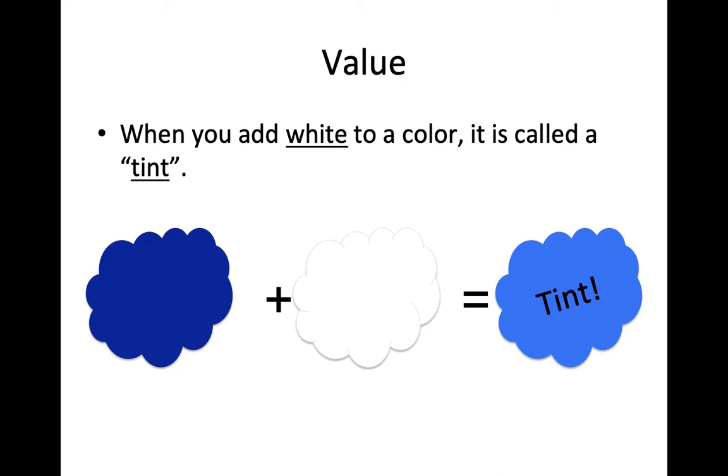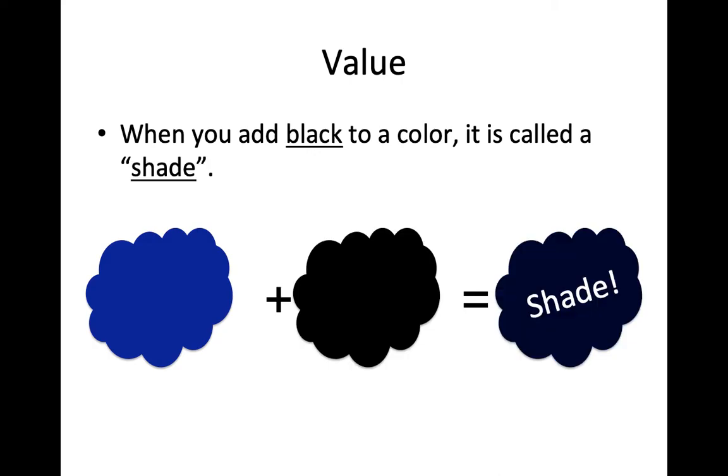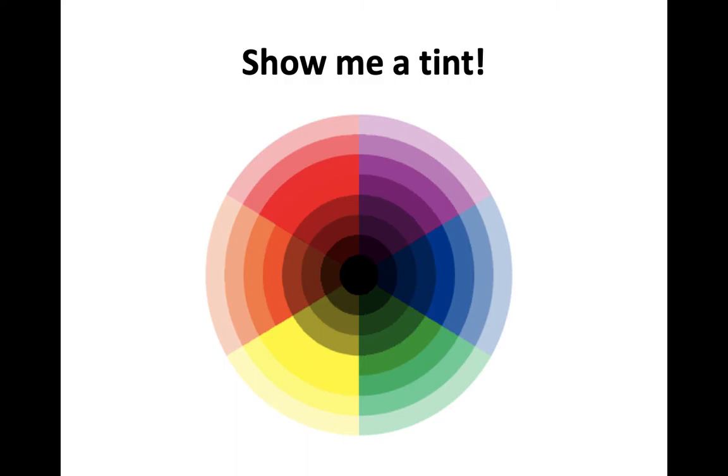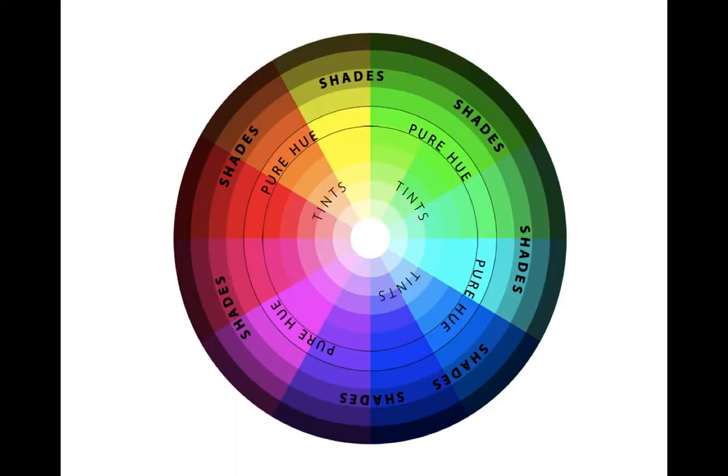Blue plus white equals tint, light blue. When you add black to a color, it is called a shade. Blue plus black equals shade. Show me a tint. Show me a shade. Here we have all the tints and shades in a color wheel.